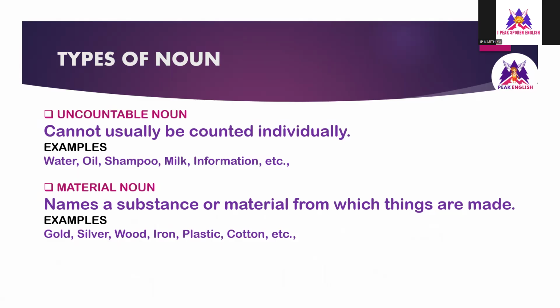Jute bag, we are saying jute, that is material. Cotton dress, cotton, material. Nylon, again material. Plastic, material. So a noun that names a substance or material from which things are made is called a material noun.